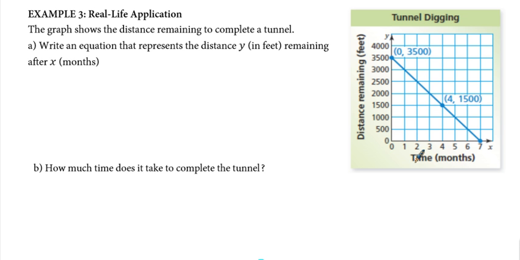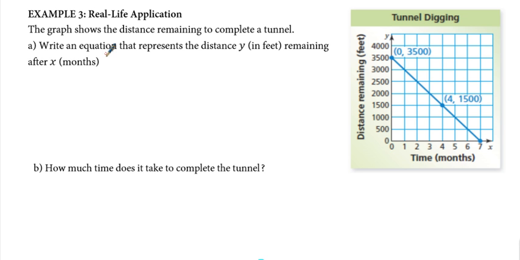The graph is going down, so it shows distance remaining, as we're talking about digging a tunnel. In the beginning, at month 0, they have to dig 3,500 feet. And each month, as you can see, let's say after 4 months, they only have 1,500 feet to dig now, and then 0. So this is the amount of tunnel digging that's left over time.